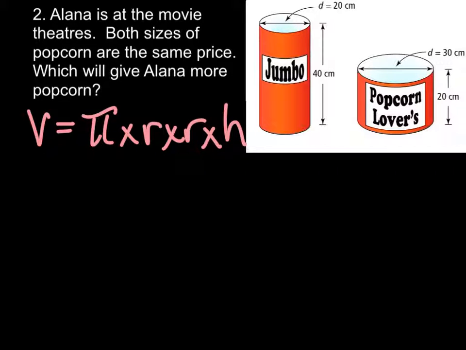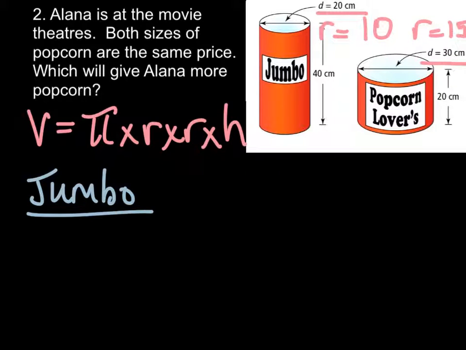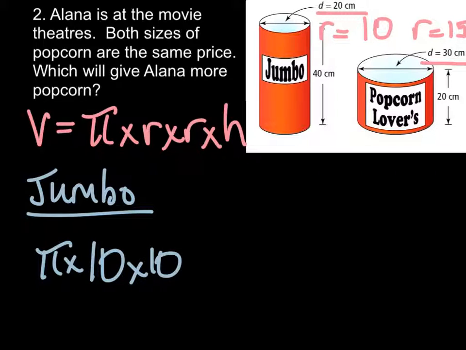And if we look at the problem here, it gives us the diameters, right? So we're going to have to divide these numbers by 2 to get the radius. So the radius of the jumbo is 10, and the radius of the popcorn lovers is half of 30, which is 15. Okay, so let's start with the jumbo size first. Alright, so we've got pi times, what's the radius? Yeah, 10 times 10 again, don't forget to multiply twice, and times the height, which is 40.